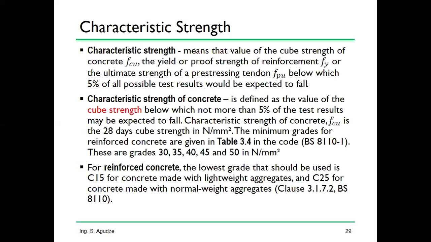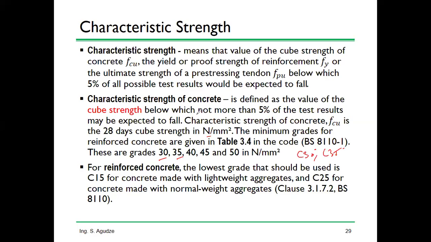So the characteristic strength of concrete is defined as the value of the strength below which not more than 5% of the test results may be expected to fall. So the characteristic strength of concrete, which is the fcu, is the 28 days cube strength in Newton per millimeter square. Okay, so the minimum grade of reinforced concrete is given in table 3.1 of the code, and the grades are grade 30, which you normally call C30, C35, and so forth, which we'll look at very shortly.